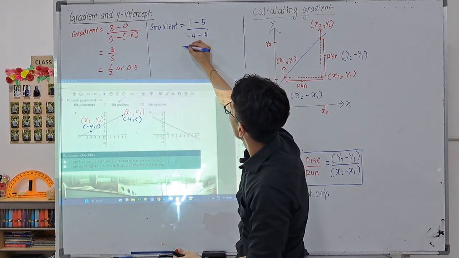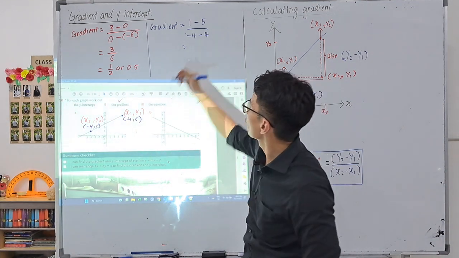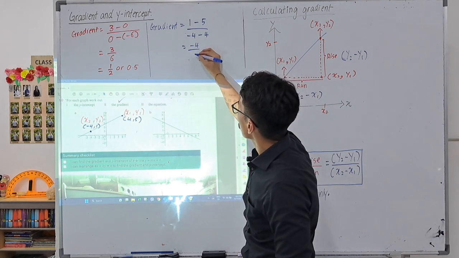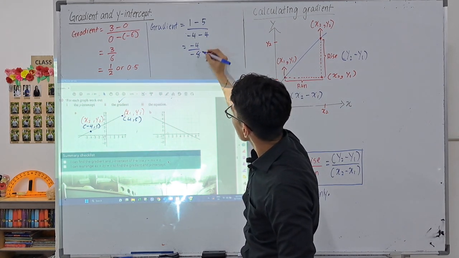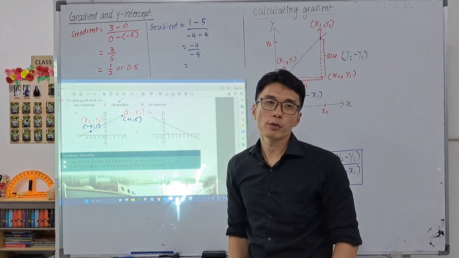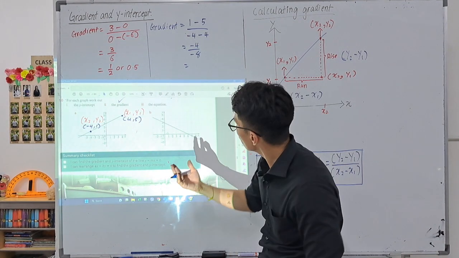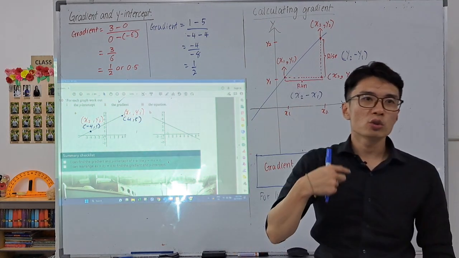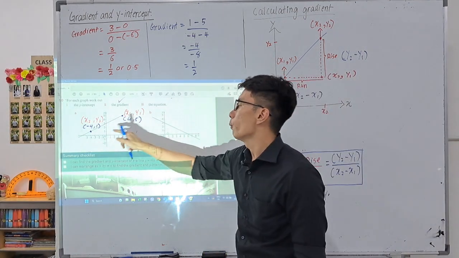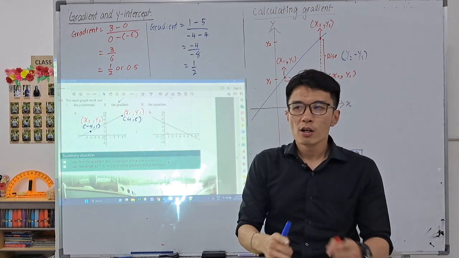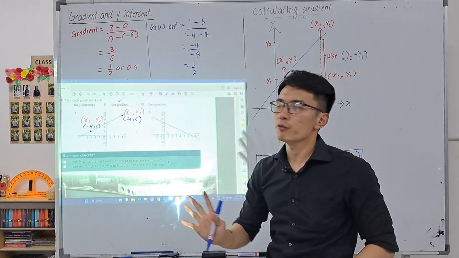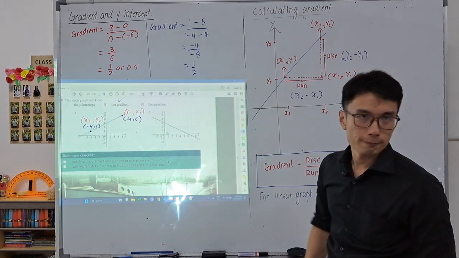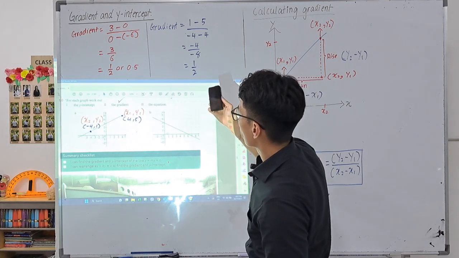So if you work this out, 1 minus 5, alright, that should give you negative 4. Negative 4 minus 4, that should give you negative 8, right? Negative will cancel out. 4 divided by 8, you can still simplify it to 1 over 2. See? Same answer. So what I proved over here is basically, no matter which 2 points you choose from the straight line, how far, how short, it will still give you the same gradient. Alright, so don't stress out about that. Okay? So that's it. Alright? Okay, so this one I've proved to you.